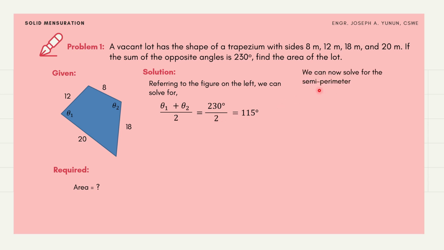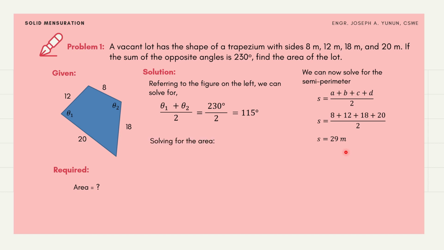Then we can now solve for the semi-perimeter, since all of the sides of the quadrilateral are given, using the formula. The sum of all sides is the perimeter, and you divide that by 2. So you substitute all the given values, which are 12, 8, 18, and 20, and divide by 2, and you'll arrive at an answer of 29 meters.